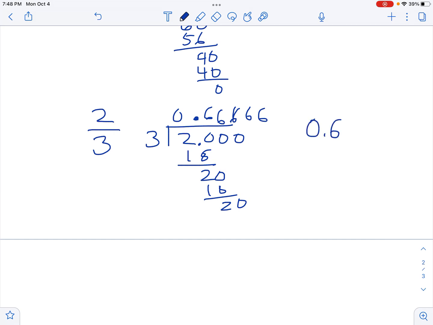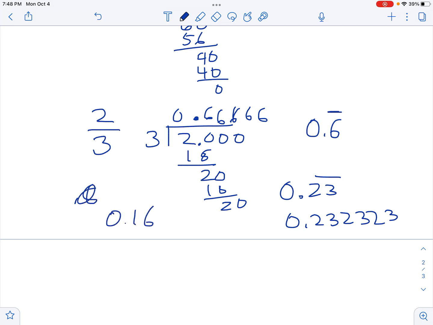So that's where I would write 0.6, and I put this bar over here to show that the 6 is repeating. Now, there are some decimals where I could get something like 0.23 with both the 2 and the 3 repeating. That would be 0.232323. Or I could get something like 0.16 with the 6 repeating. So that would be 0.16666. So those are all perfectly reasonable.